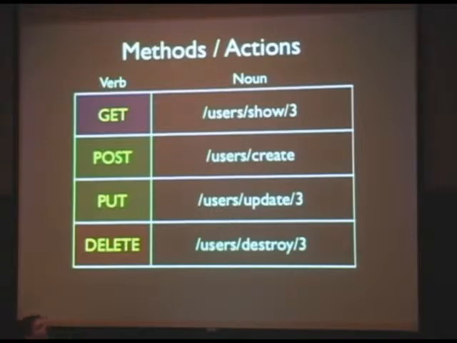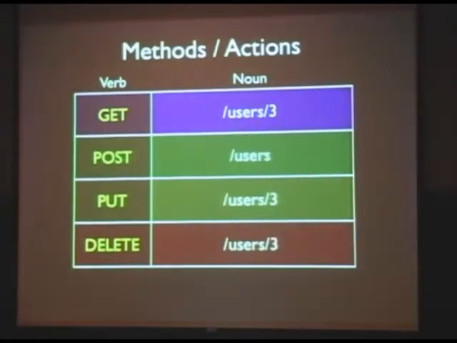And that's because I've got some duplication in my nouns. There's some verbs that are hiding in my nouns that don't belong there. So what I need to do is get rid of those verbs because it's duplication. Get is the same thing as show. Post is the same thing as create. Put is the same as update. Delete is the same as destroy. I don't need those anymore. So what I end up with is something that looks like this. You can simplify it.